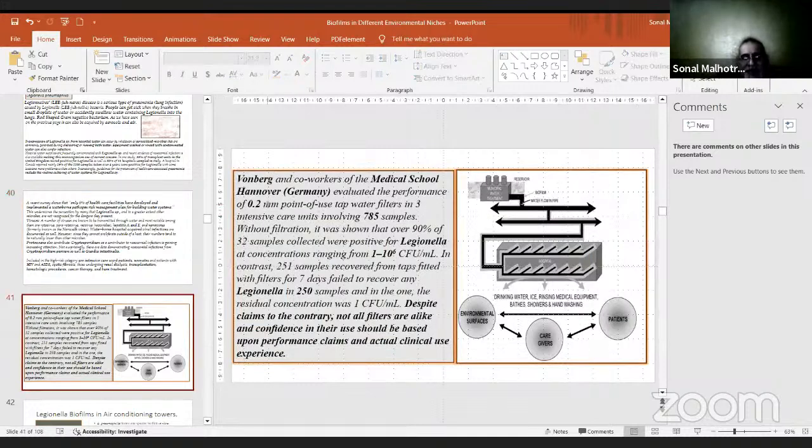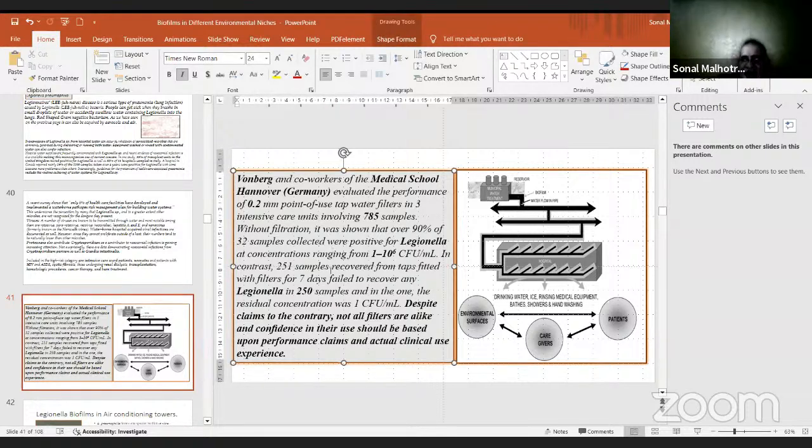So in Germany, they did a simple experiment where they used a 0.2 micron point-of-use tap filter in three intensive care units. They showed that when the filter was placed at the tap, and they were using water filtered through a 0.2 micron filter, the presence of Legionella in 251 samples was zero. However, in the other cases, they recovered Legionella in samples when the water was unfiltered. So that shows that by just placing a filtered tap water system in a hospital, you can reduce this.